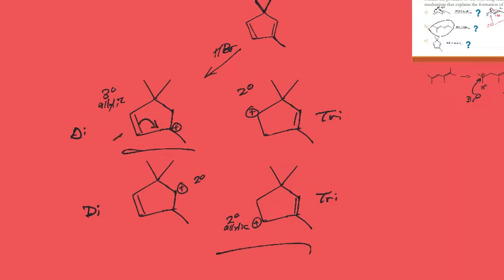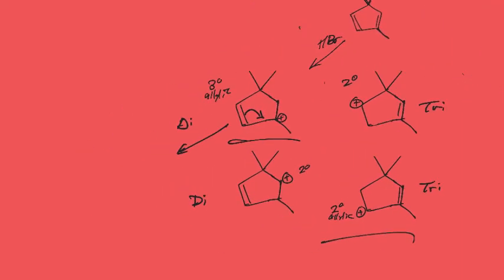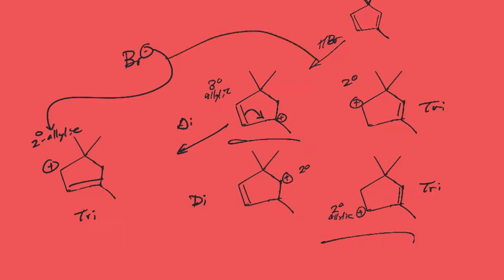If we did resonance, that could go over there. And now you've got a tri-substituted double bond, but it's secondary allylic. So the bromide could attack there or there.